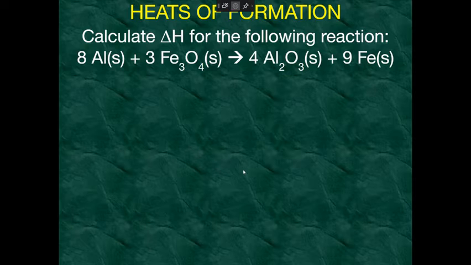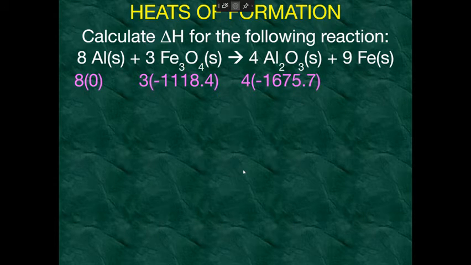I'm just going to look it up in a chart and I'm going to list them. Notice aluminum solid, that's in its standard state. Element in its standard state is always negative. We're going to look up Fe3O4 and we're going to look up Al2O3. Those are negative numbers, meaning that when you form those compounds, energy will be released. And when I say enthalpy of formation, that's to form them from their elements in their standard state.